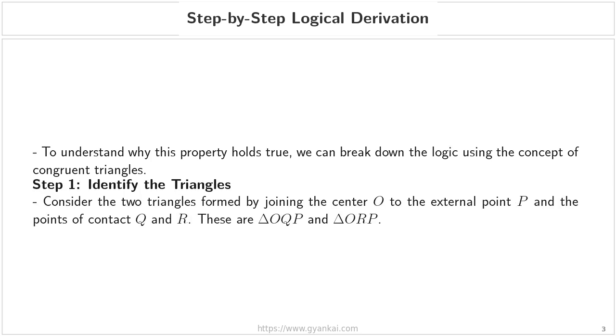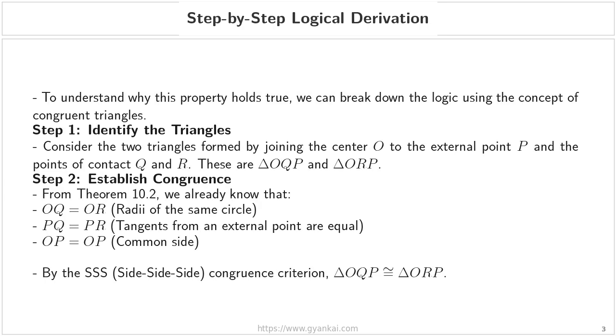First, let's identify the triangles we are working with. If you look at the diagram, we can create two triangles by drawing lines from the center, point O, to our external point P, and then connecting that to our points of contact, Q and R. This gives us two triangles to compare: triangle OQP and triangle ORP.